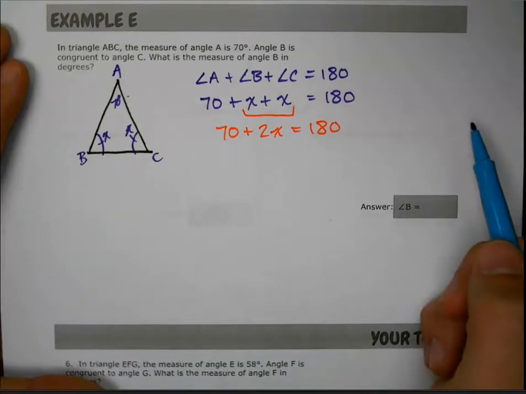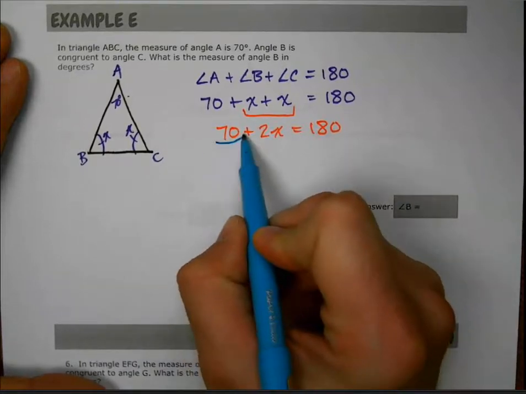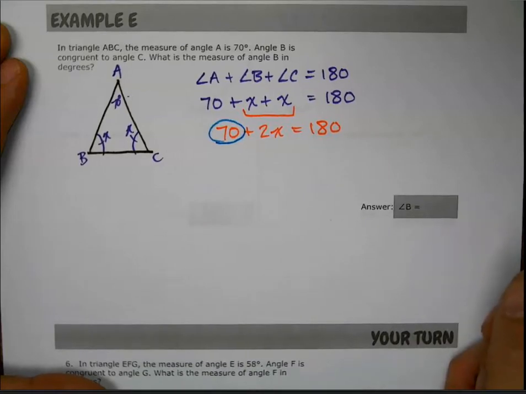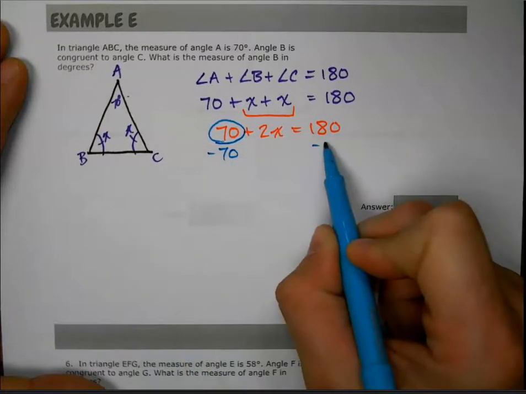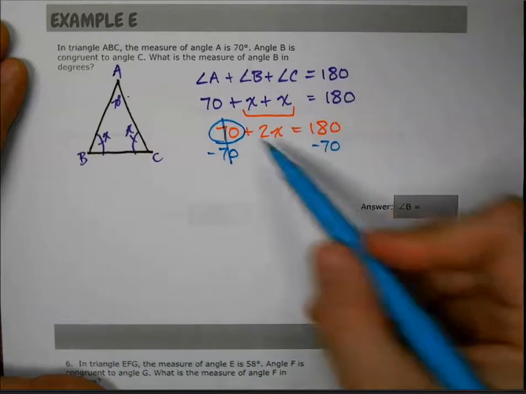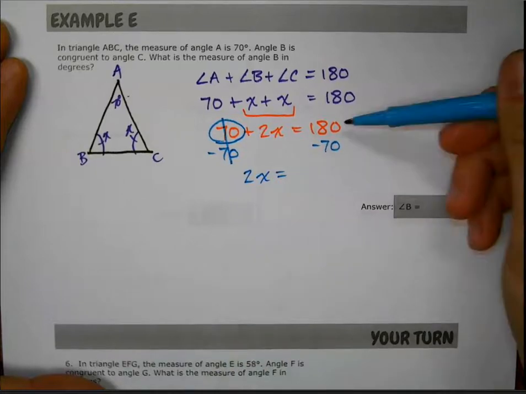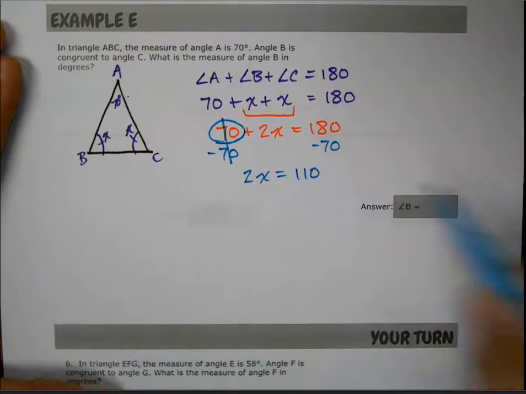First, we want to take care of the easy stuff, not the x, but the number that's just by itself, right here. This 70, that's a positive 70, it's being added, so the only way to get rid of that is to subtract 70 from both sides. Remember, if you do it to one side, you have to do it to the other. Now those are gone, and 2x equals 180 minus 70 is 110.